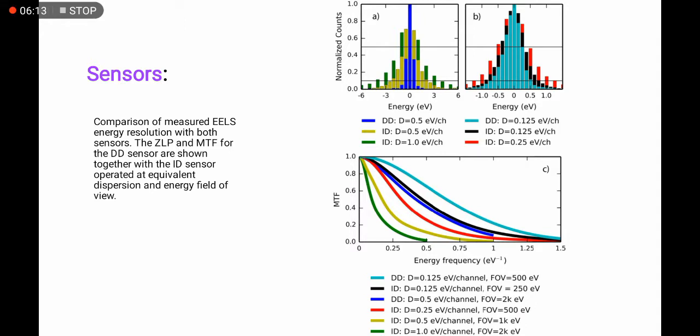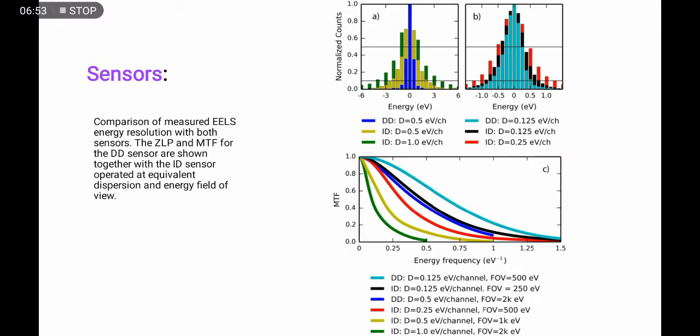Now we will talk about the sensors which are compared here in the figure. Comparison of the measured EELS energy resolution with both sensors: the ZLP and MTF for the DD sensor are shown together with the ID sensor operated at equivalent dispersion and energy field of view. Comparing sensor performance at the dispersion of 0.5 electron volt per channel, which you can see above, the ZLP FWHM for the DD sensor is only 1/3 that of the ID sensor, demonstrating a large improvement in the performance.